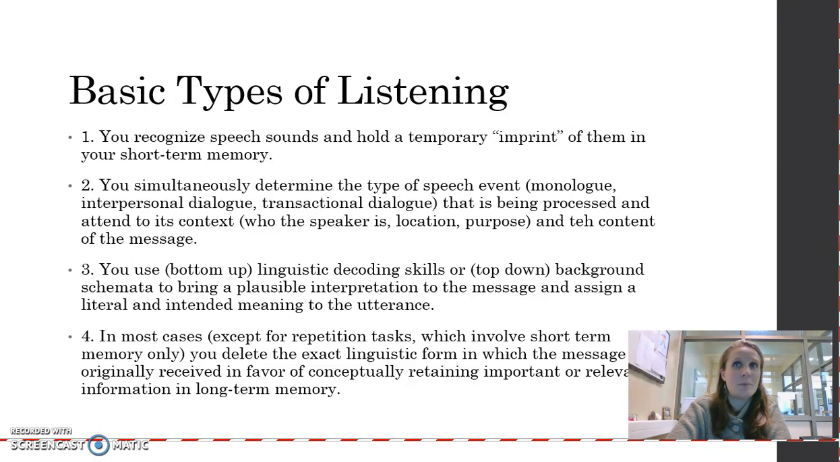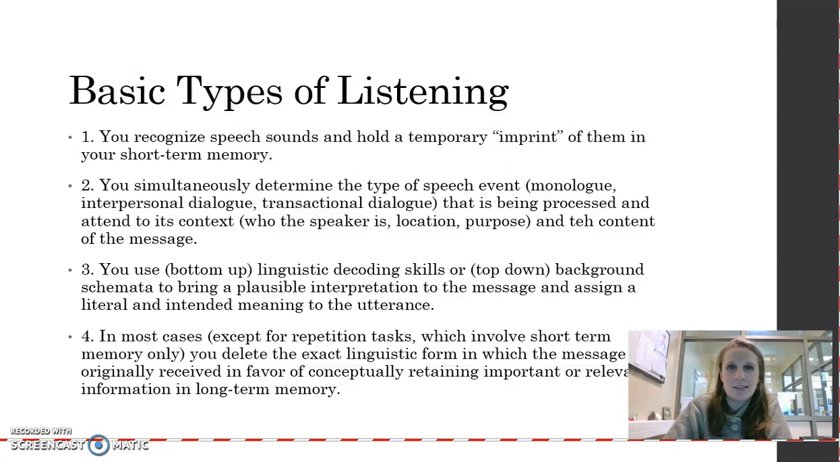This is more like the gist, the type of thing we're listening to. Is it a monologue? Is it a dialogue? Is it a transactional dialogue, which means that more than one person is talking at the same time? We can also determine the context, like who the speaker is, the location, the purpose, and the content of the message. I think already there should be some bells going off in your mind that there's way more to do with listening than just working on concrete information.